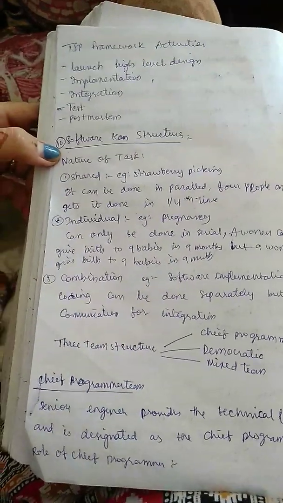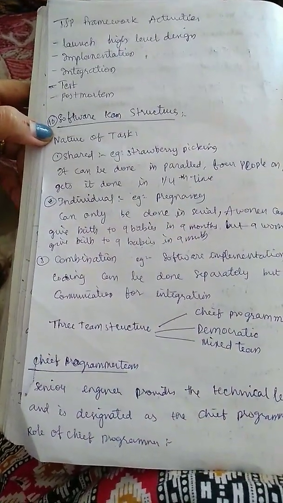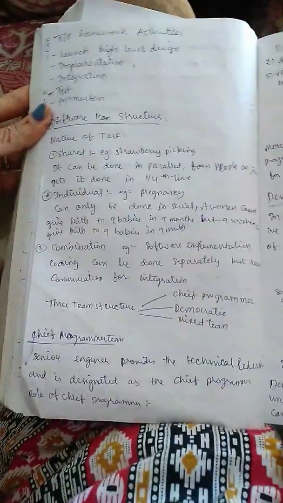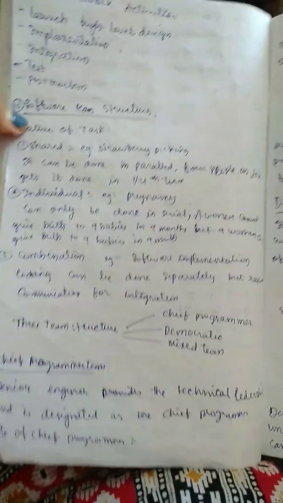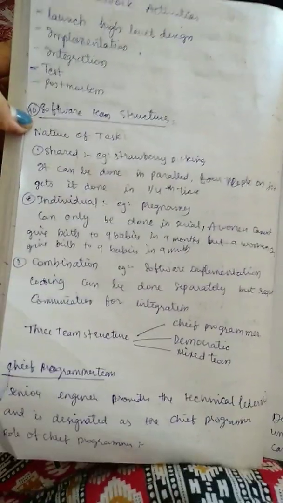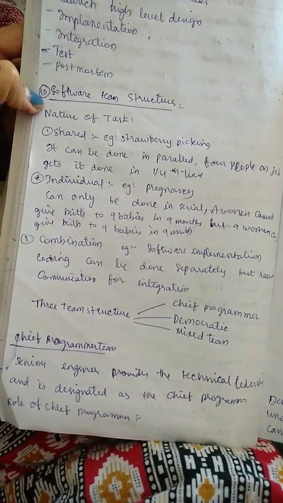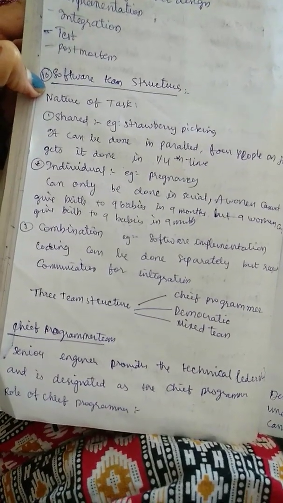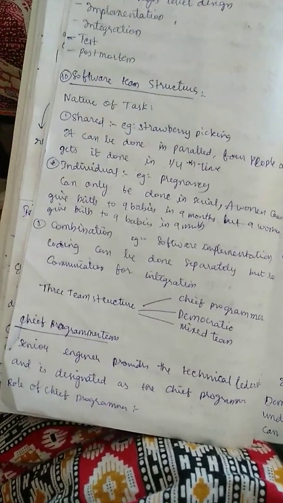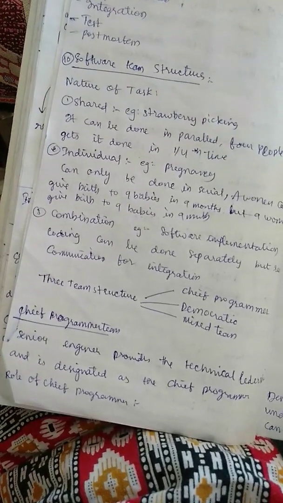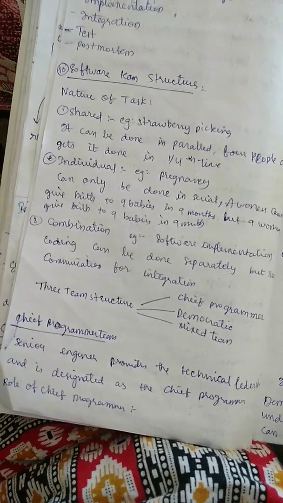Now let us go to software team structures. It is also a very important answer which you can expect in the final exam. Okay, software team structure, nature of the task. Nature of the task comes under shared, individual, or a combination. We will explain this in the nature of the task.